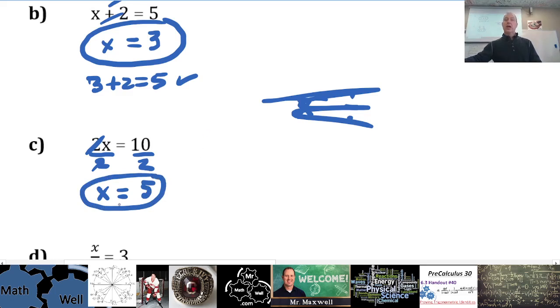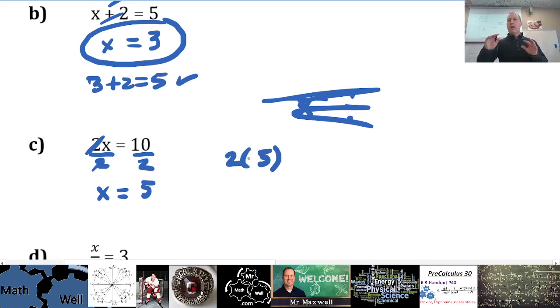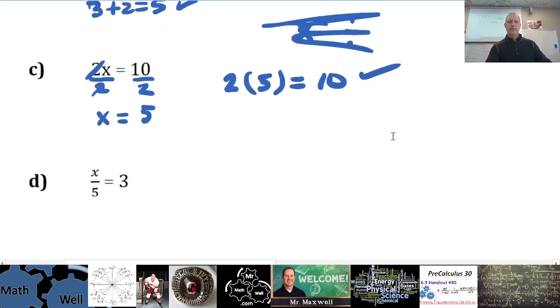And some people like to check before they circle their answer, which I think is a great idea. So let's check first, then we can circle our answer. So 2 times 5, notice that instead of an x for times, I just use the brackets there. You can also use the dot. Remember the dot? So you can also go 2 times 5. That's not a decimal point. A decimal point is down here. The dot means multiplying. So you can use a dot, or you can just use brackets. 2 times 5 equals 10. That is absolutely correct. We've got the right answer.